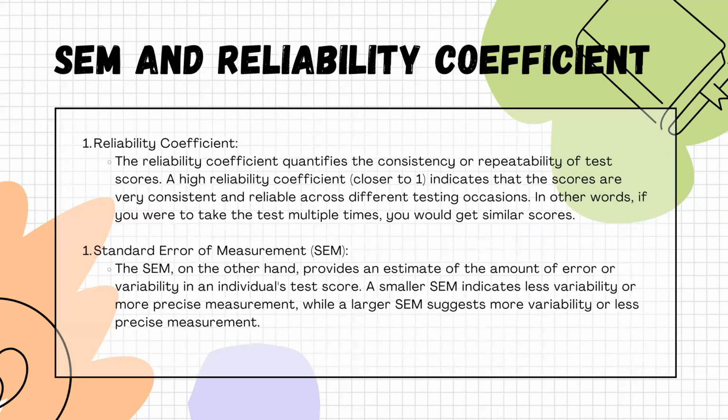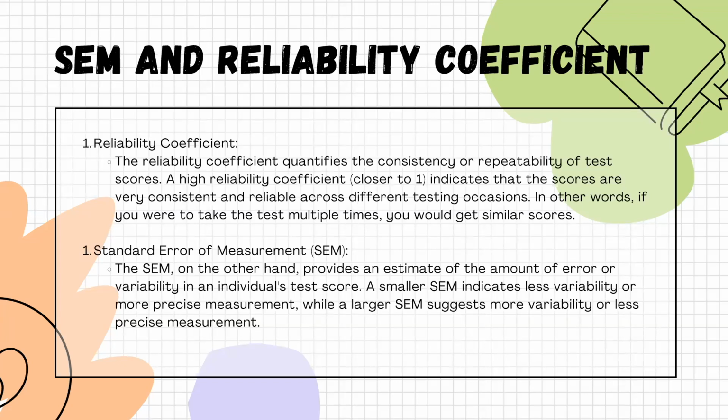SEM and the reliability coefficient. The reliability coefficient quantifies the consistency or repeatability of test scores. A highly reliable coefficient, closer to 1, indicates the scores are very consistent and reliable across different testing occasions. In other words, if you were to take the test multiple times, you would get similar scores.